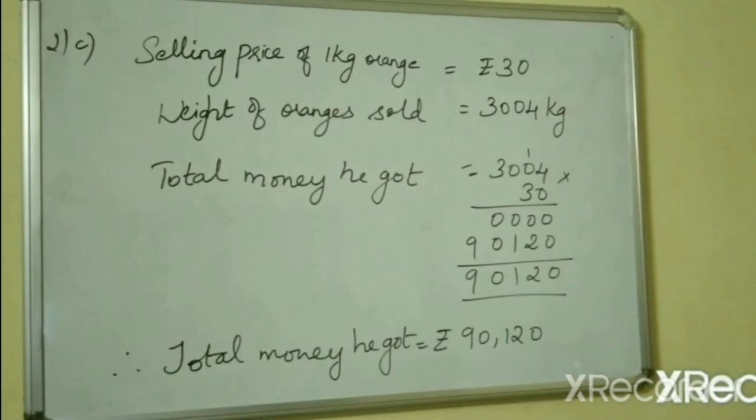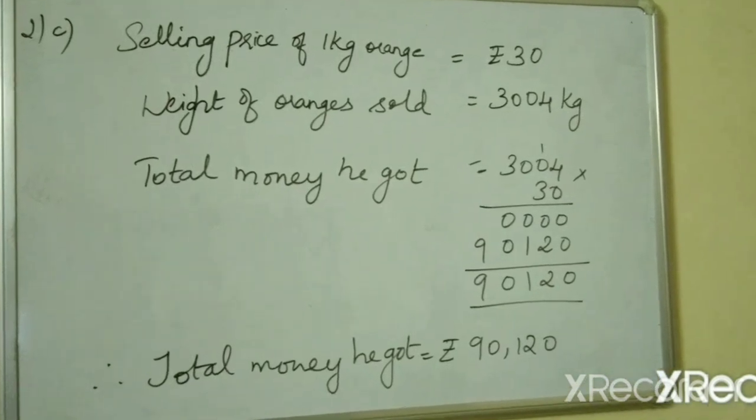Okay, the next one, can you find the total money Raman got by selling apple and oranges together? In our previous subdivision, we found out the total money for selling apple. Here, for orange we are finding. So, per kg orange rate is 30 rupees. How much orange is sold?